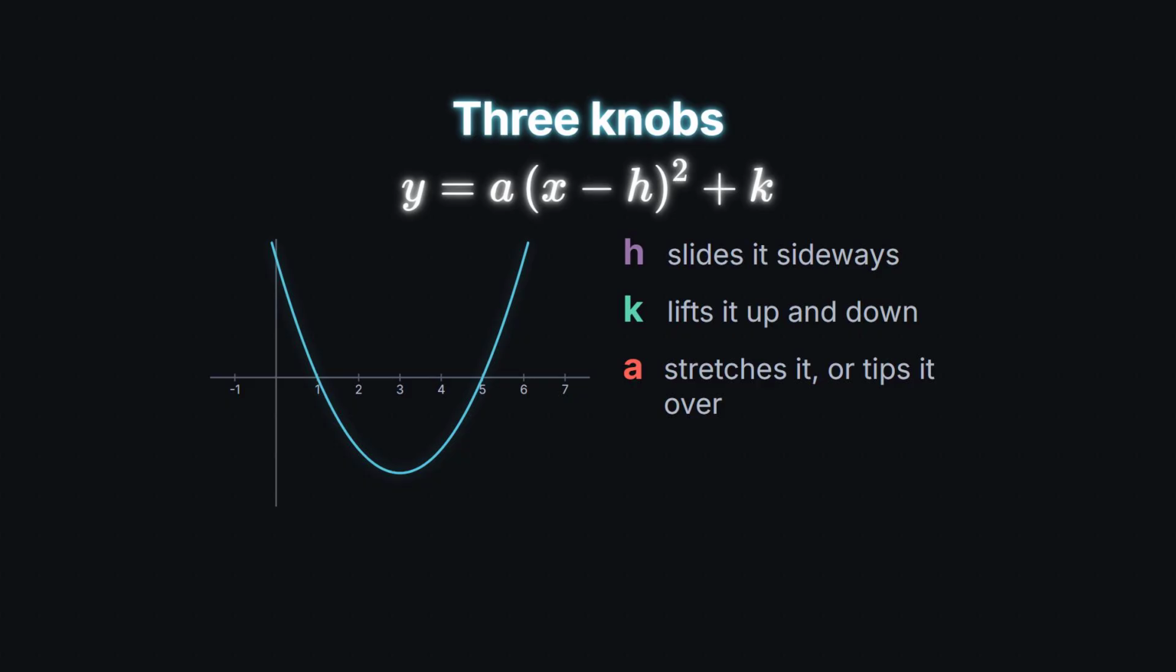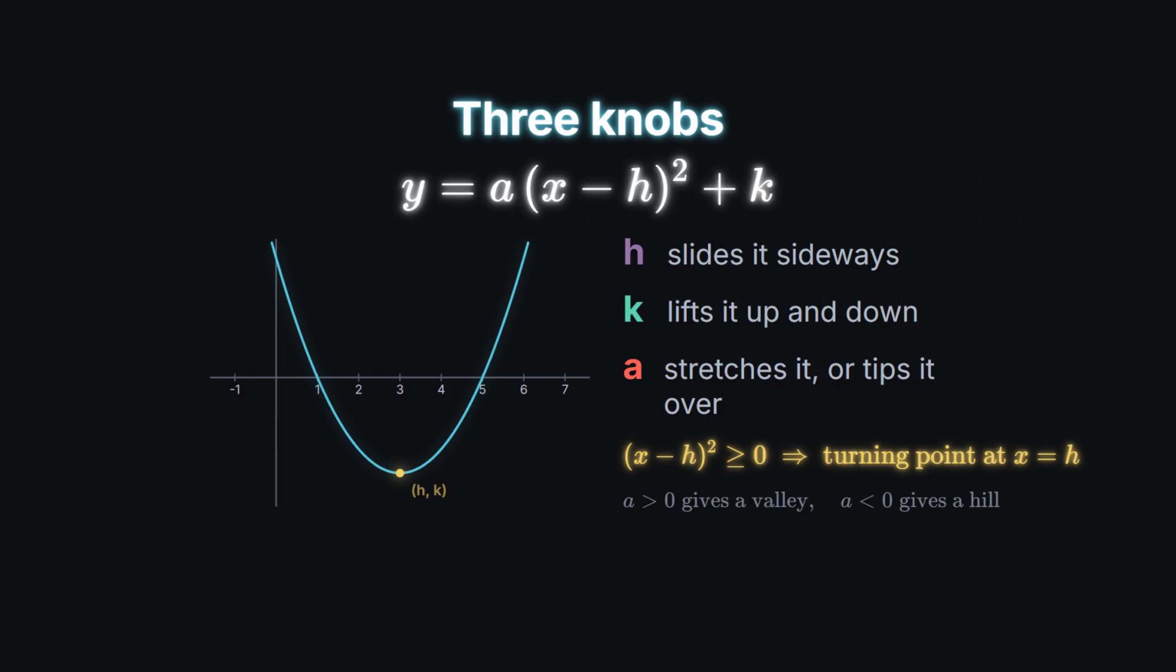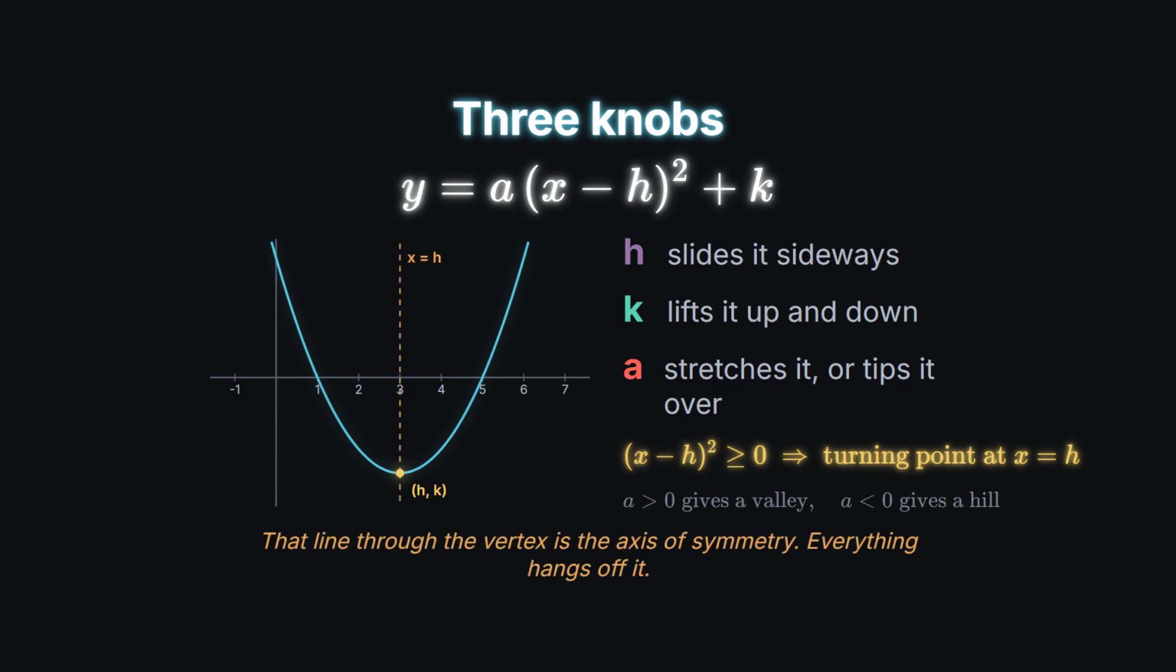Now, h and k are the coordinates of the turning point, the vertex, and that is not a coincidence. A square is never negative, so the smallest that bracket can be is 0, and that happens when x equals h. There, y is exactly k. The vertical line through the vertex has a name. The axis of symmetry. Everything left in this video hangs off that one line.